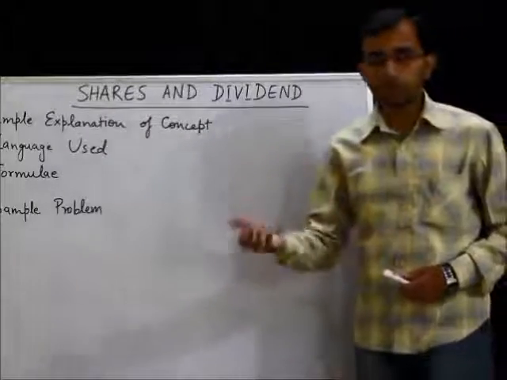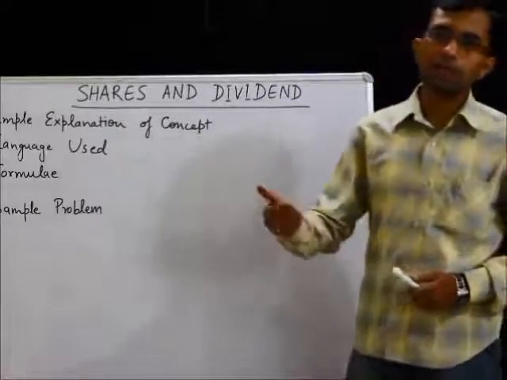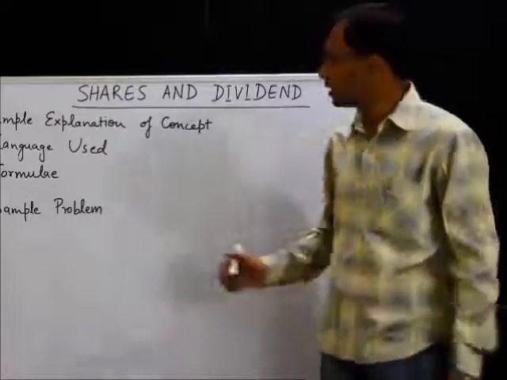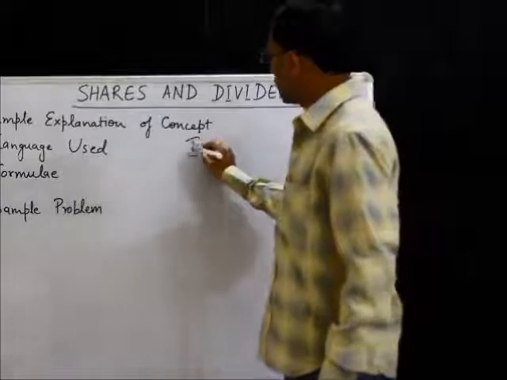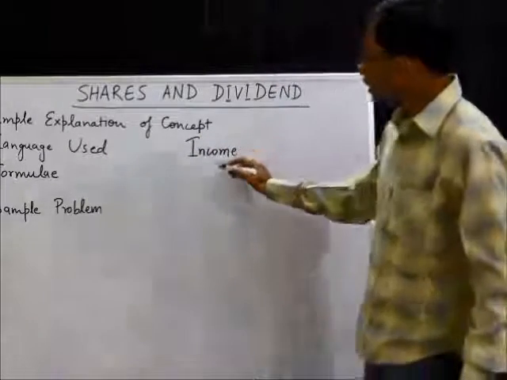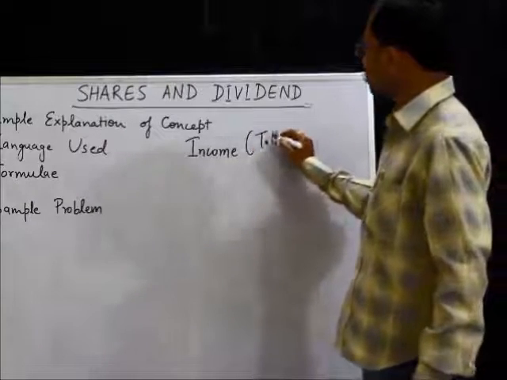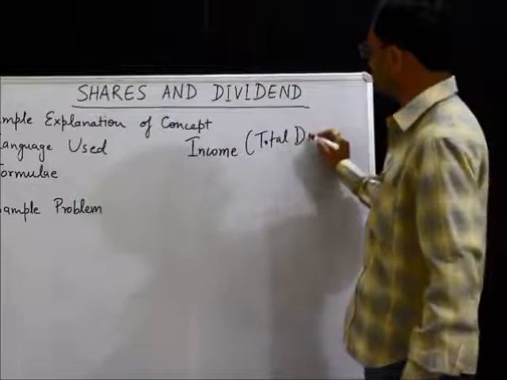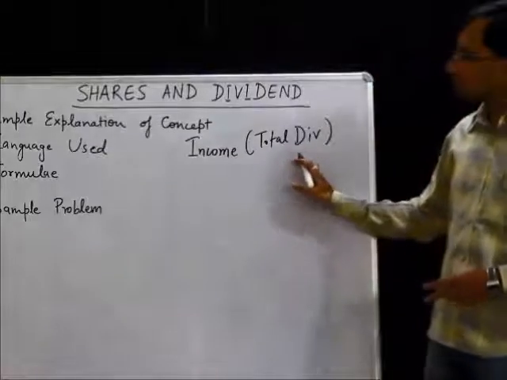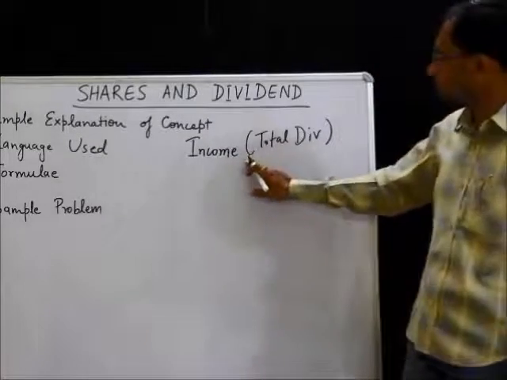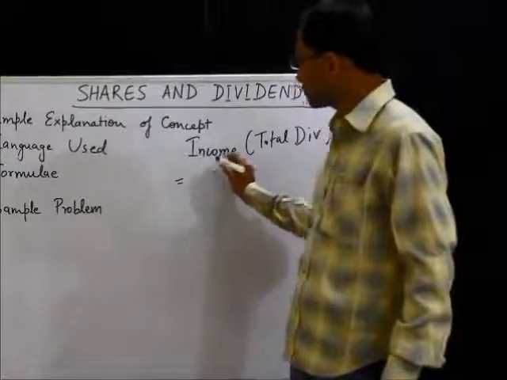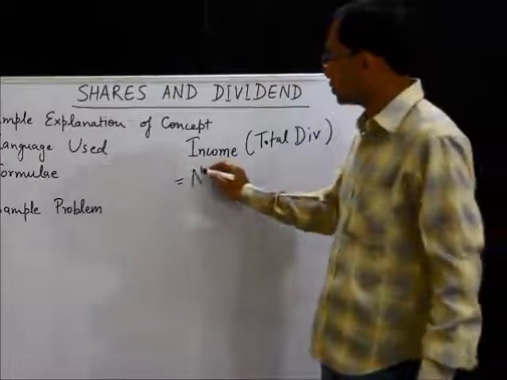Suppose I invested 10 rupees in the company, and after each year I am getting back 2 rupees from the company. So those 2 rupees will be considered as income. So therefore the formula for income, sometimes this income may also be the same as total dividend received. These two may be different also, but in most of the cases income will be taken as the total dividend. So it is nothing but income will be equal to number of shares.